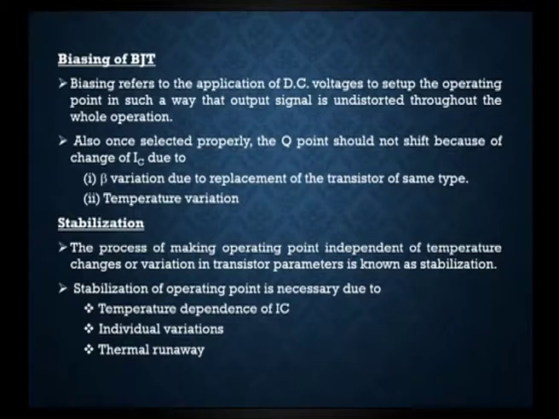Biasing refers to the application of DC voltages to set up the operating point in such a way that the output signal is undistorted throughout the whole operation. Throughout the whole operation, the output signal should not be distorted. That is the main theme hidden behind biasing a transistor. Whatever external DC supply we give should not distort the output signal.